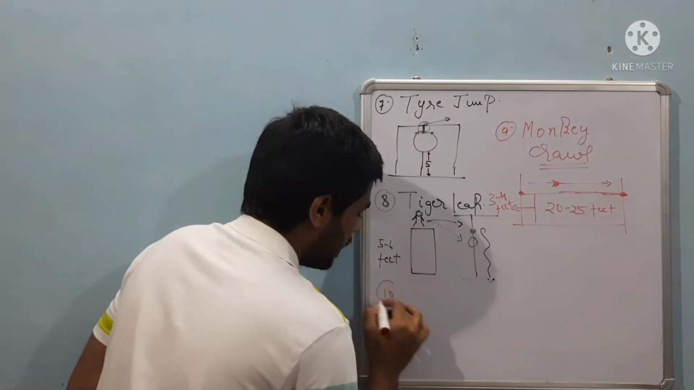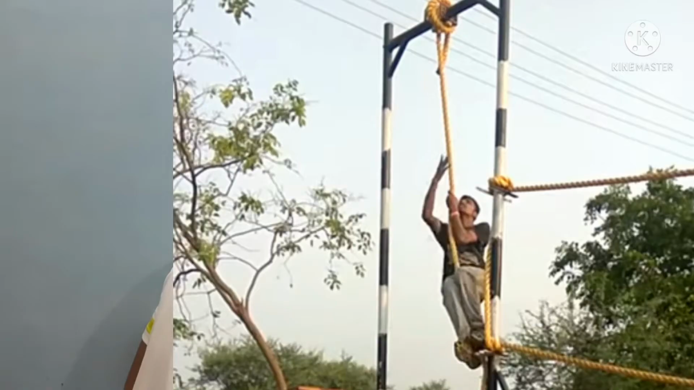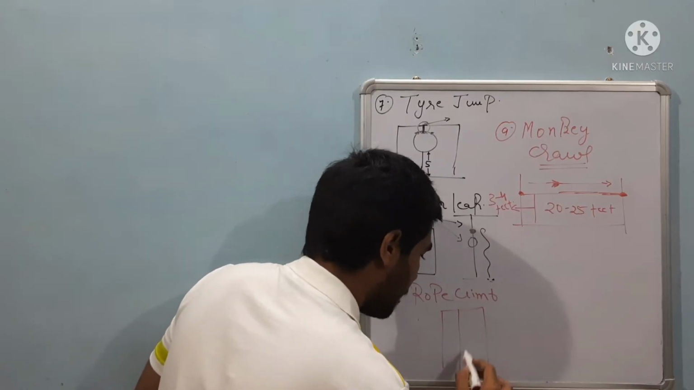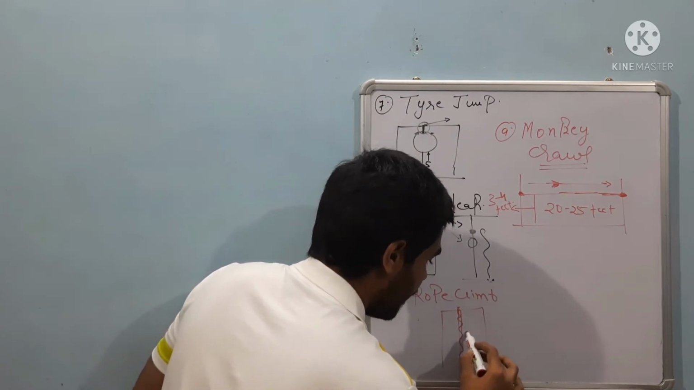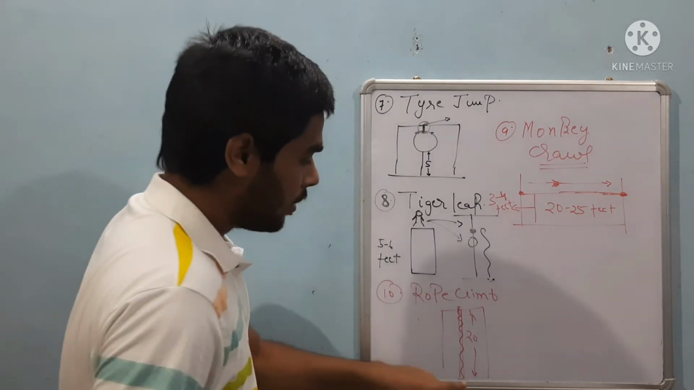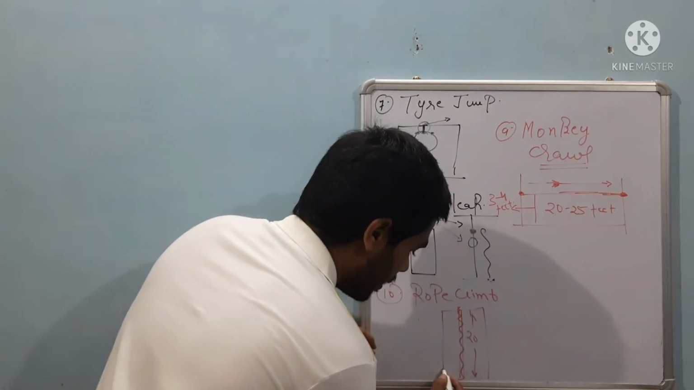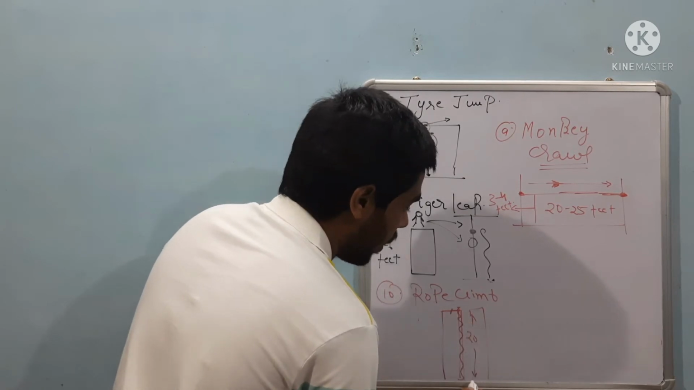So the last obstacle is the hardest one, because in this you have to do a rope climb. There will be a rope. It is about 20 feet high, and from the bottom you have to start and come up here and touch this pole, and after touching this pole you have to go down also.